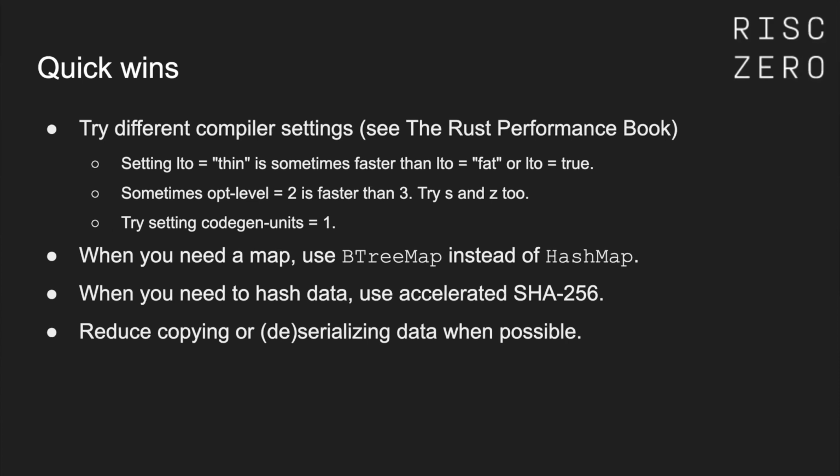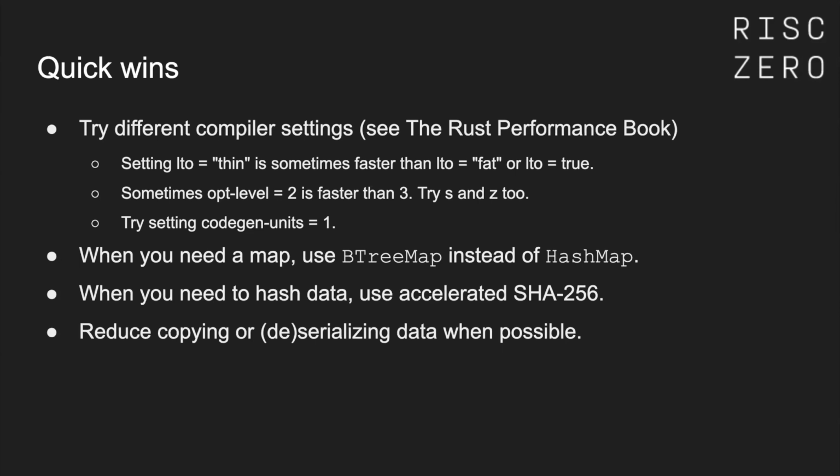One last thing I'll leave you with is some quick wins. If you want to increase the performance of your application, one of the first things you should try is twiddling some compiler flags. The RISC Zero performance book has great information about this. Doing things like setting LTO, which is link-time optimization, to thin, fat, or true are all useful things to check out. Sometimes thin is faster than fat. Fat does more heavy optimizations, but into a larger binary, and a larger binary basically increases the runtime as well.